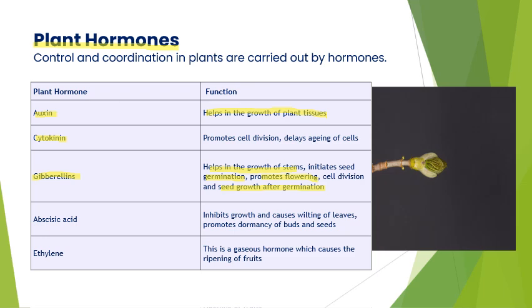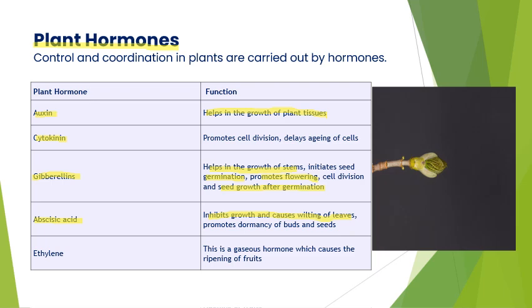The next hormone is abscisic acid. Now let us try to understand this. Abscisic acid is also known as the growth inhibiting hormone. It inhibits growth and causes wilting of leaves. Have you observed this, children? Wilting of leaves. It promotes dormancy of buds as well as seeds, and it inhibits seed germination also. That is the major function of abscisic acid, which is present in plants.